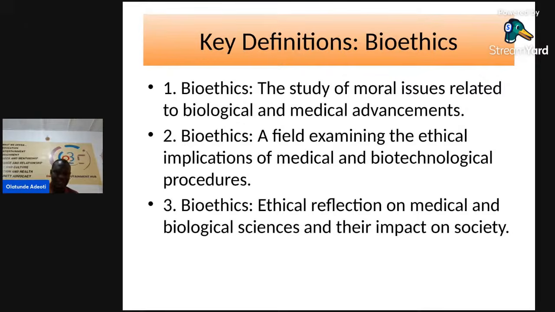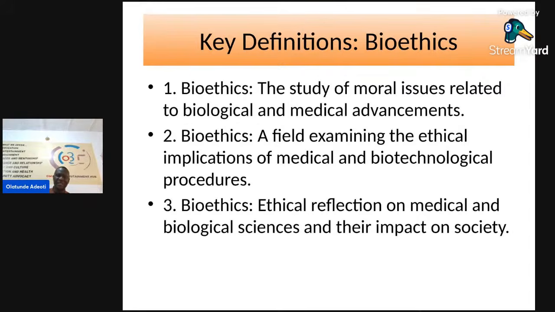Thou shalt not cheat. It is morally wrong for you to cheat in order to score a higher mark. And it is also morally wrong for a lecturer or teacher, because you are so close to the person, to favor you at the expense of others just because of sentiment. So that's why we said bioethics is the study of moral issues, but this time, moral issues that are related to biological and medical advancement.